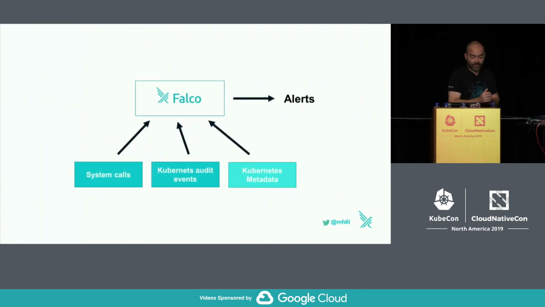So let me talk about the architecture real quick. What we do is we take different pieces of information and run them through the Falco rules engine. We can tap into system calls using either a kernel module, which is our legacy way of doing things, and then our next generation way of doing things is eBPF.